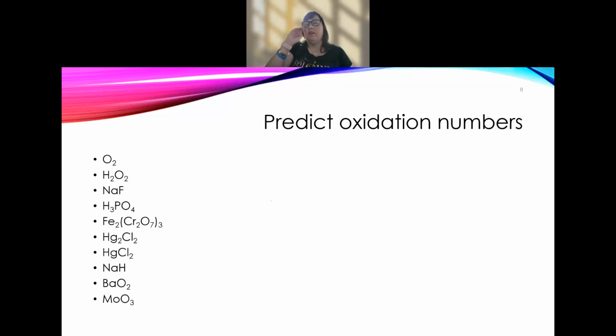And when we talk about NaH, so we said that H has a plus 1 oxidation number unless it's bound to a metal. Na is a metal. So I know that Na, being an alkali metal, has a plus 1 charge. That means that H has to be a negative 1 charge.